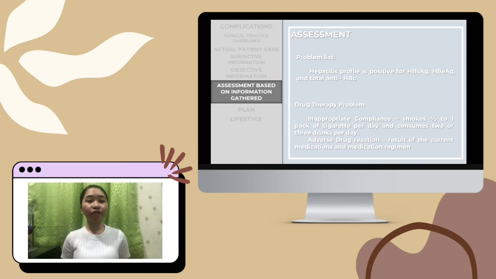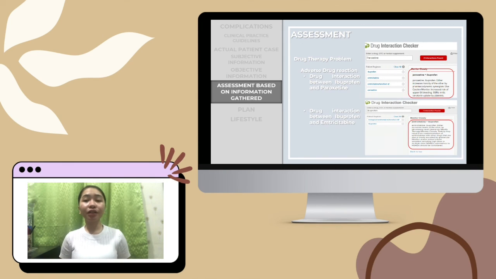This unhealthy behavior may influence the absorption, distribution, metabolism, or elimination of the drugs and may potentially cause an altered pharmacologic response. Second is adverse drug reaction, which is the result of the current medications of the patient and medication regimen. So we have identified a drug interaction between ibuprofen and paroxetine. The current medications of the patient may cause drug-drug interaction.